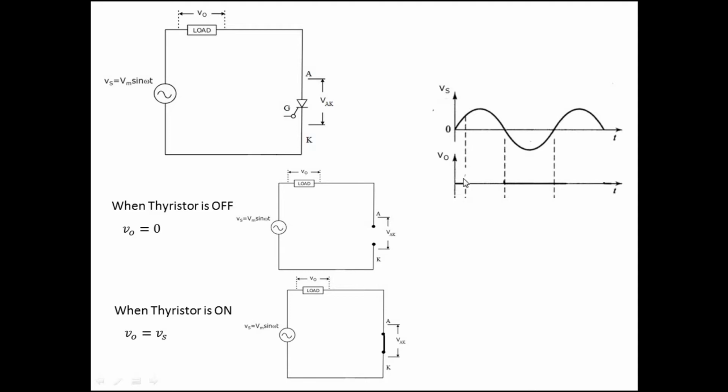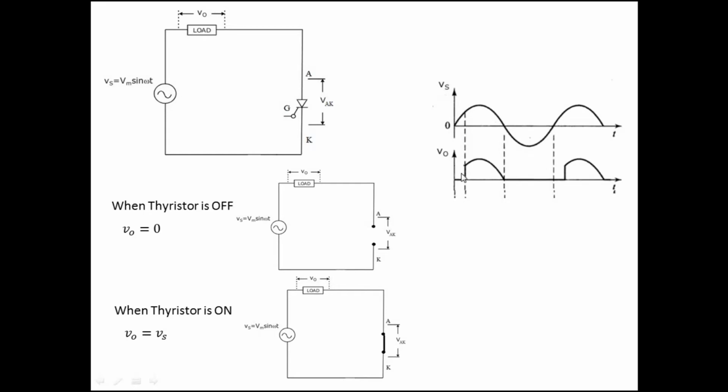We are giving the gate pulse at this point. From this point up to this point, the output voltage is 0 since the thyristor is in off state. From this point, the output voltage becomes Vs, since the thyristor is turned on when we give the gate pulse. So the output voltage is the same as Vs, and it will be like this. In the negative half, the thyristor is in reverse bias condition. Even though we are giving the gate pulse, it will not conduct. So this is the condition.